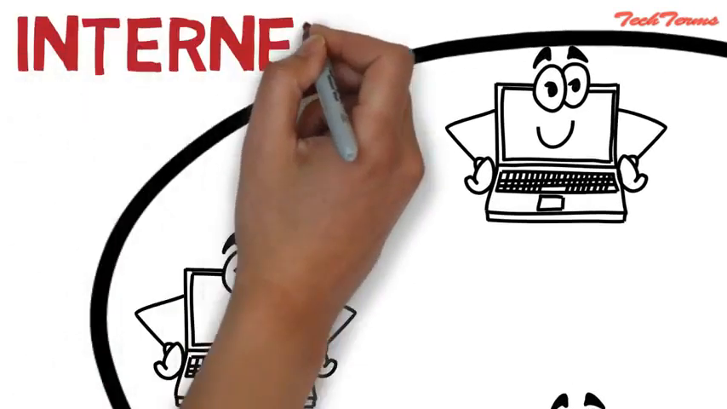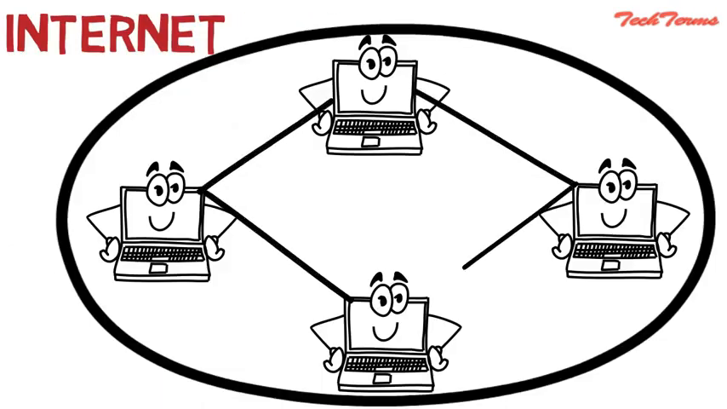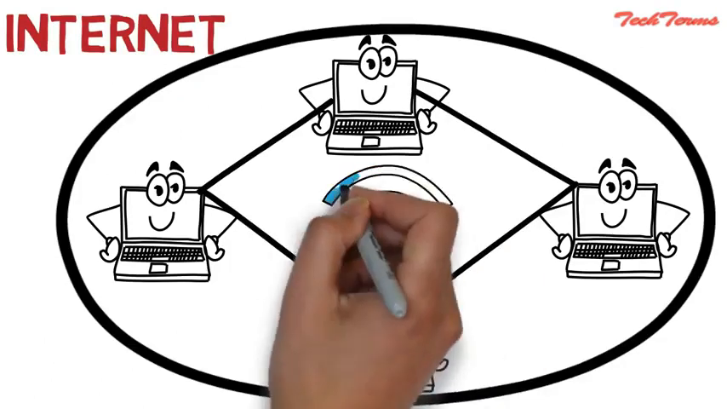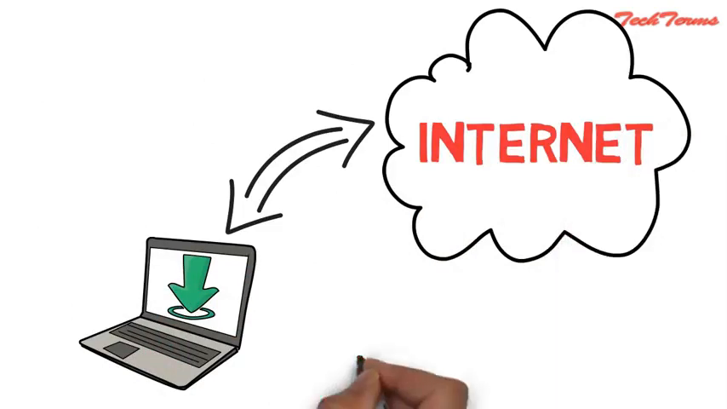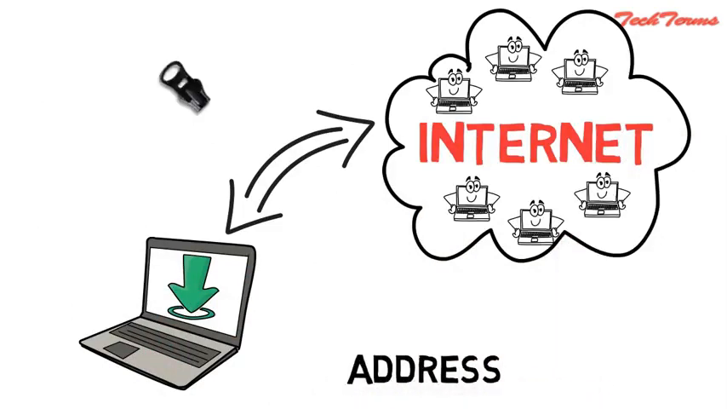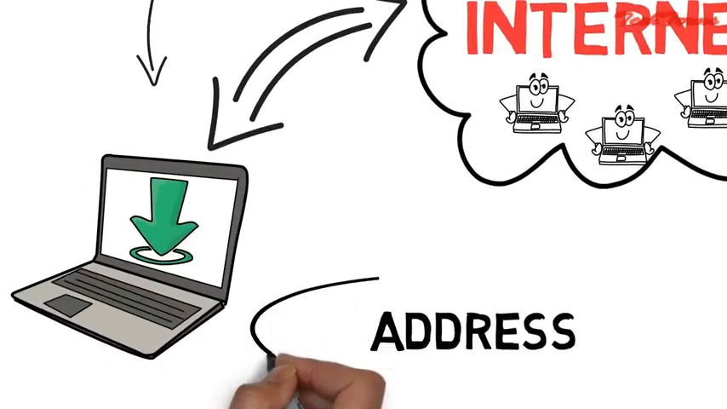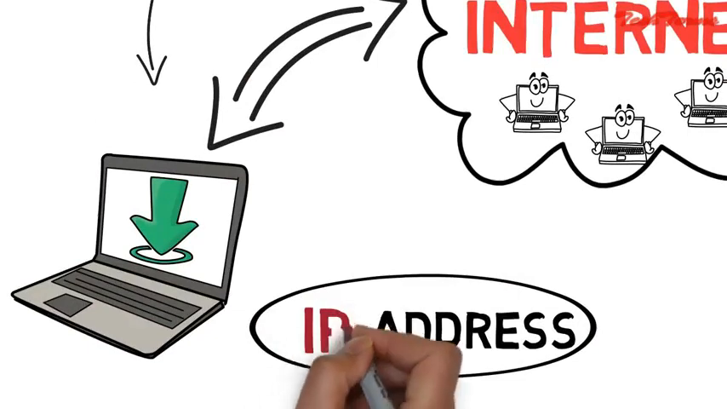Computers in internet communicate with each other with underground or underwater cables or wirelessly. If I want to download a file from internet, then my computer should have an address so that other computers in internet can find and locate my computer. In internet terms, that address of computer is called IP address.